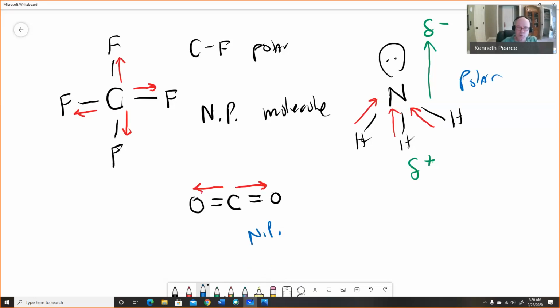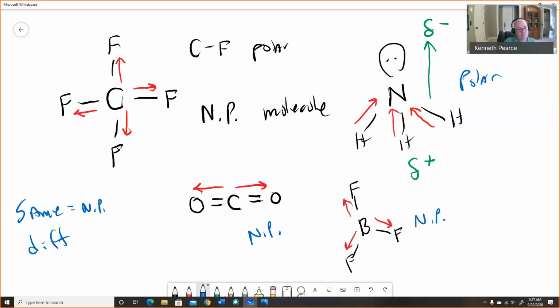And finally, let's take a look at one more molecule. Let's take a look at boron trifluoride. And the fluorines are quite electronegative. We're pulling in that direction, and the whole molecule is nonpolar. Now, for small molecules, there's an easier way than trying to draw arrows, and that is if it's the same thing all the way around, it's nonpolar. And if anything's different, it's polar.